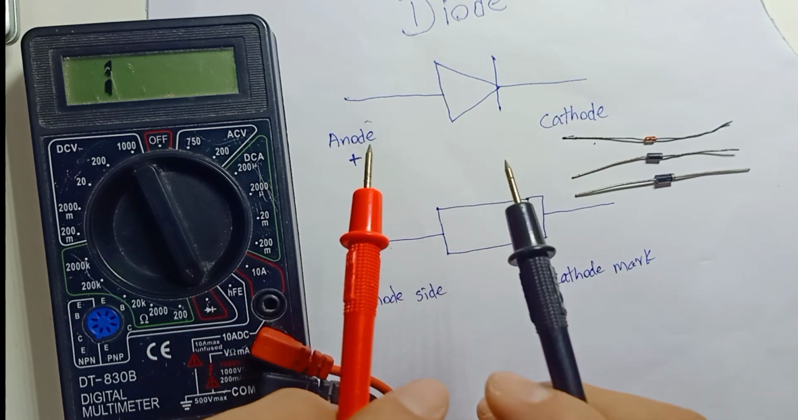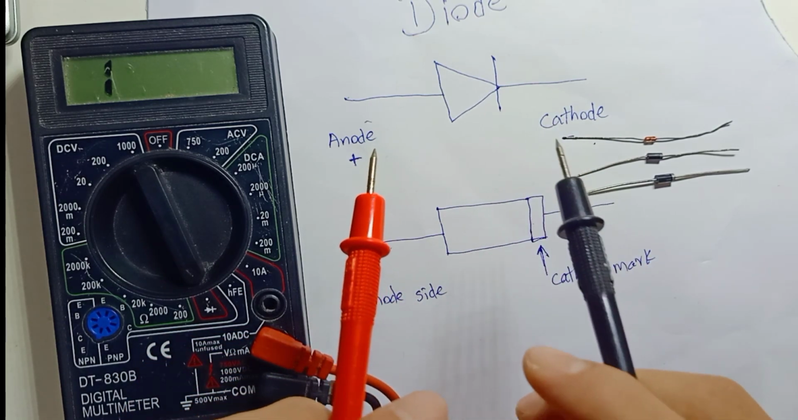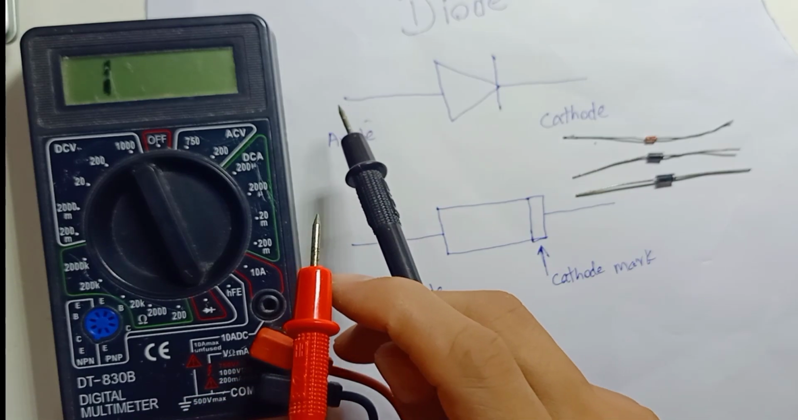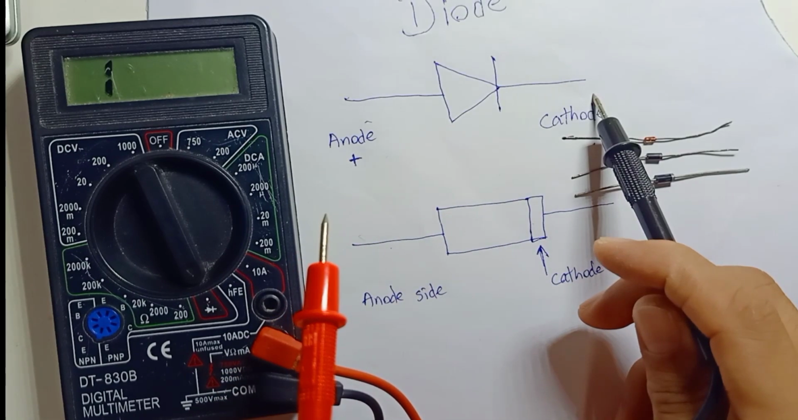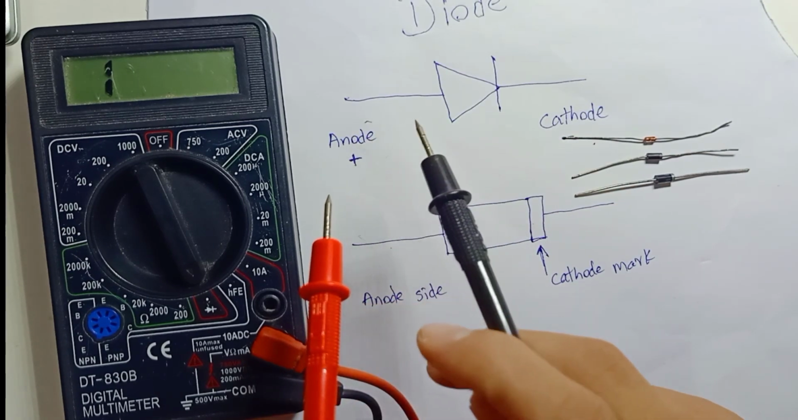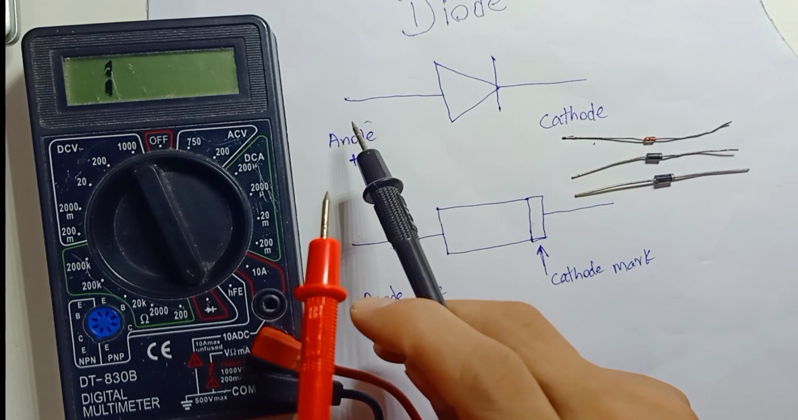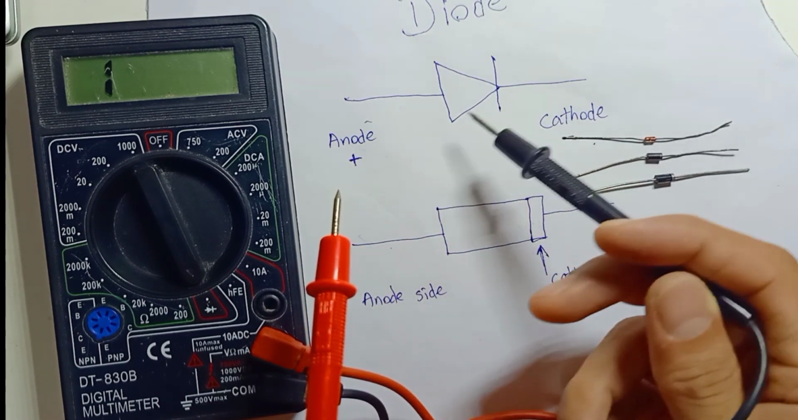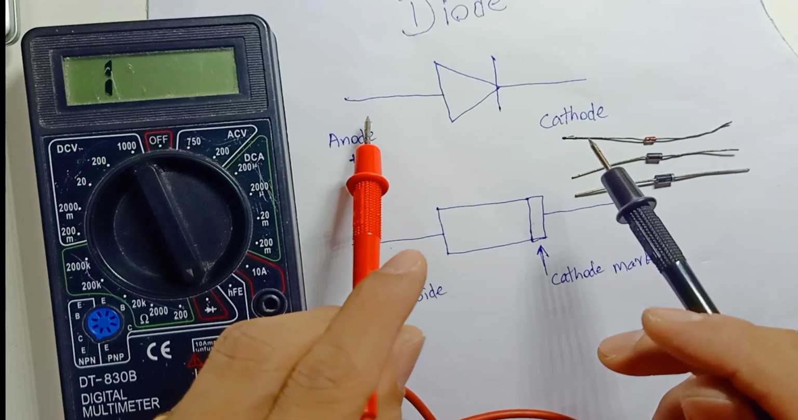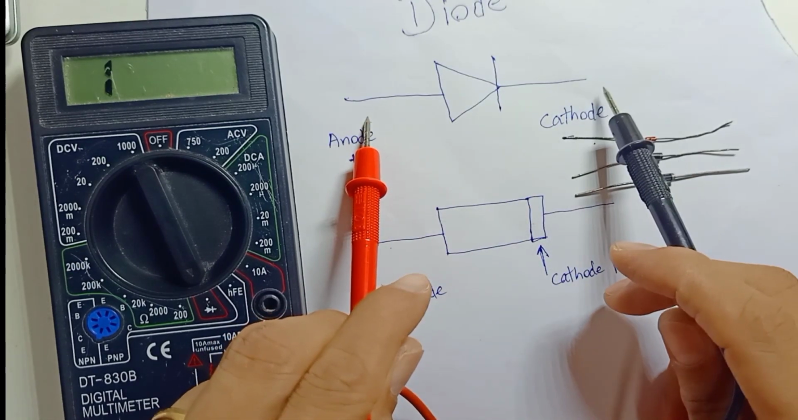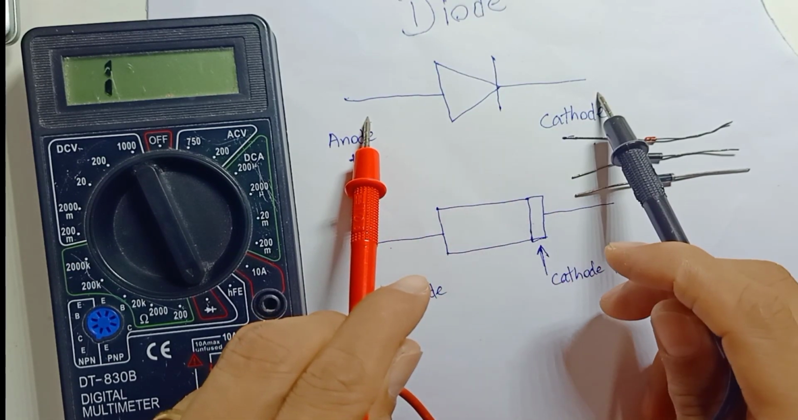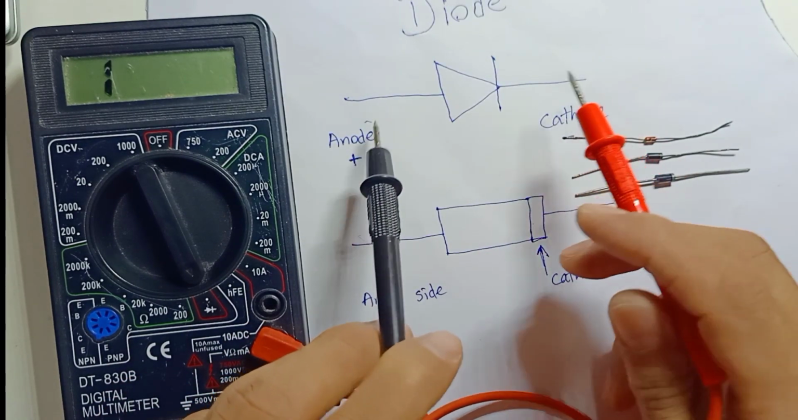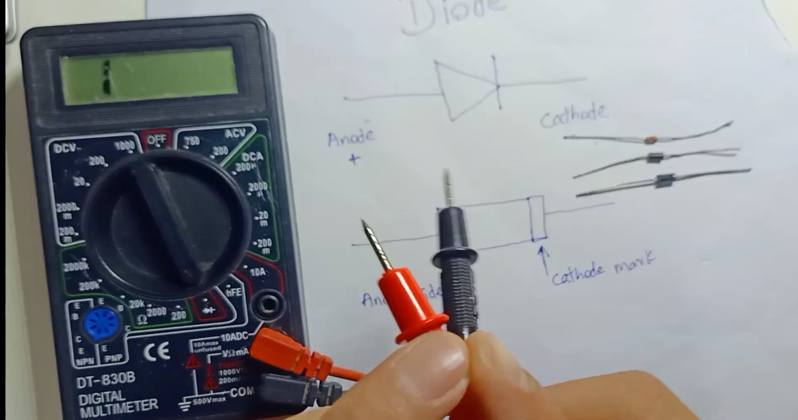The basic work of the diode is that the current will flow from anode to cathode. This is the function of the diode. From cathode to anode, it will be blocked. This is why, positive to negative, you will have connectivity and you will have a diode voltage drop. If you reverse positive and negative, then the diode voltage will be blocked.